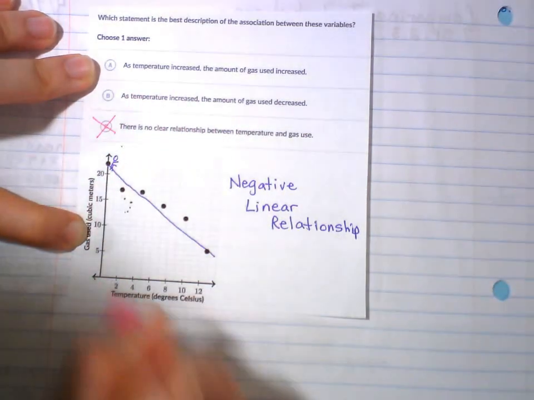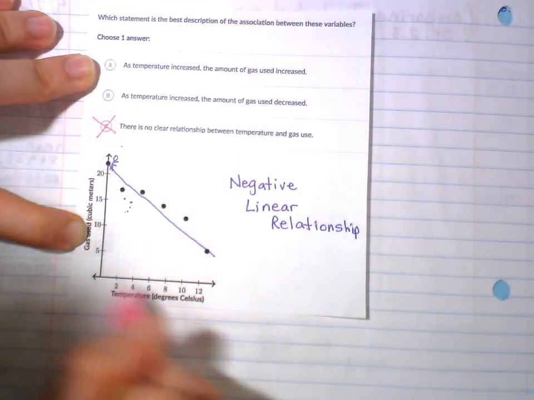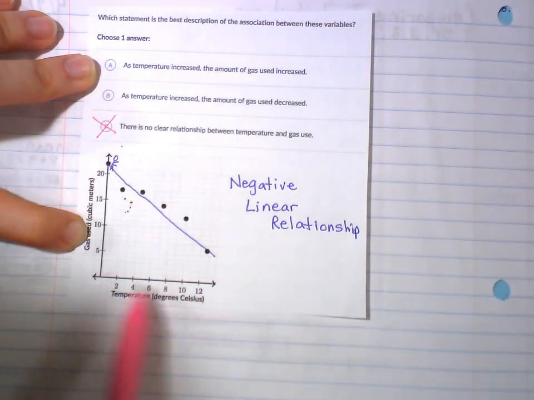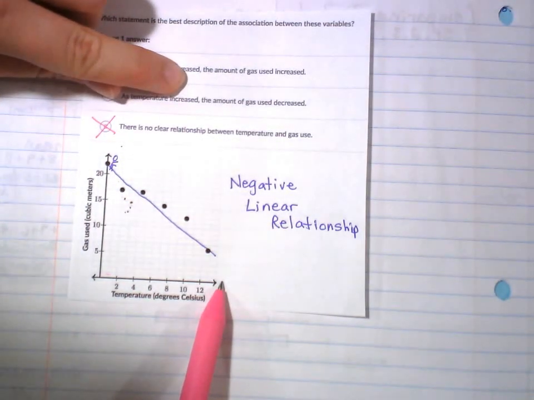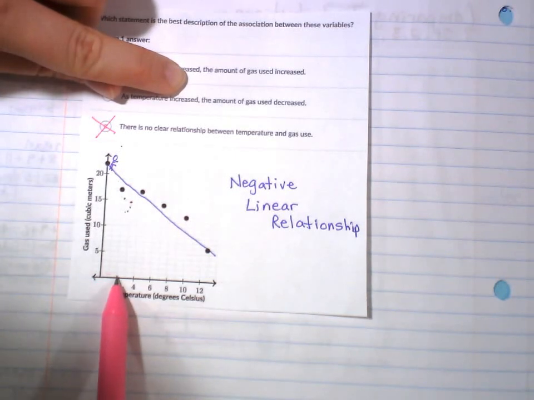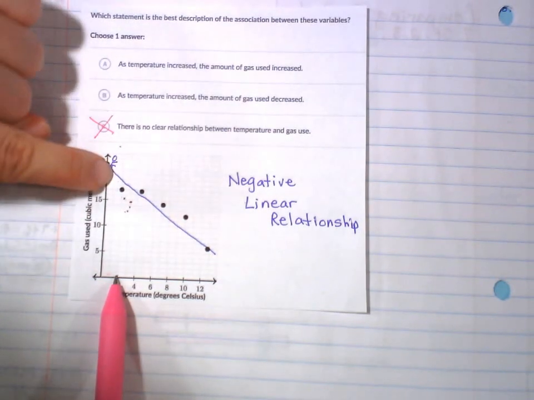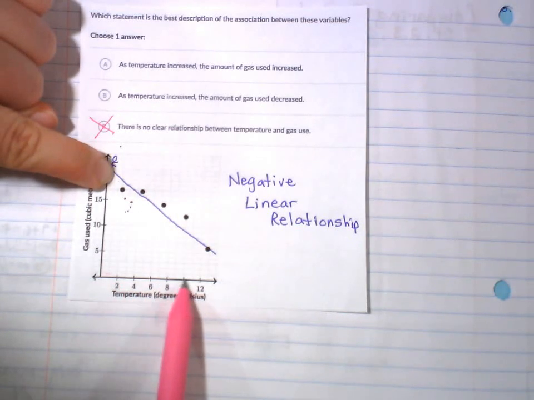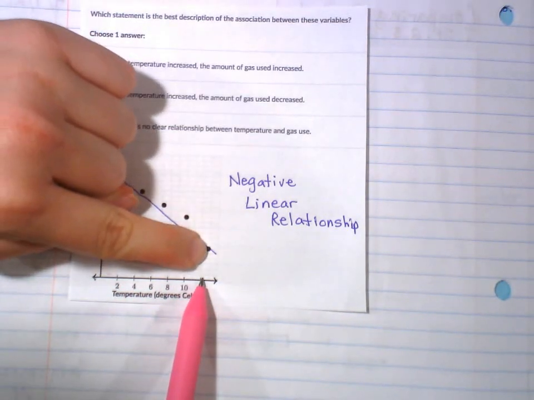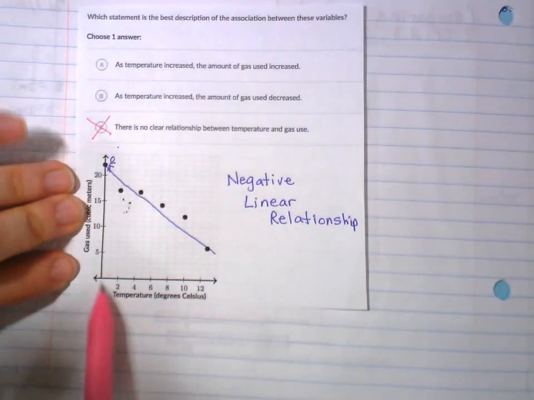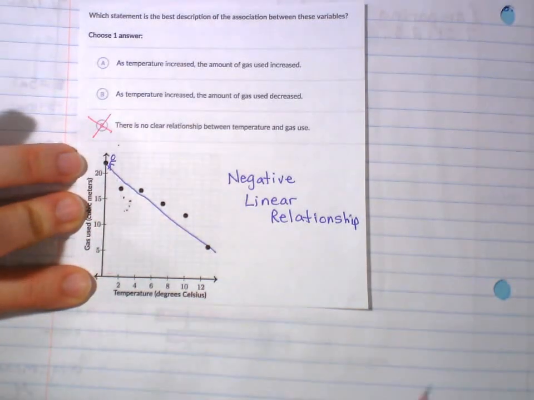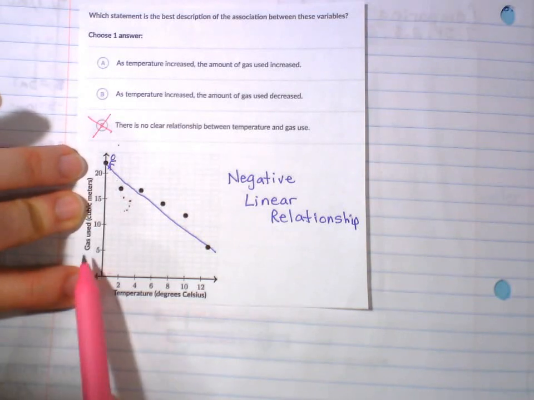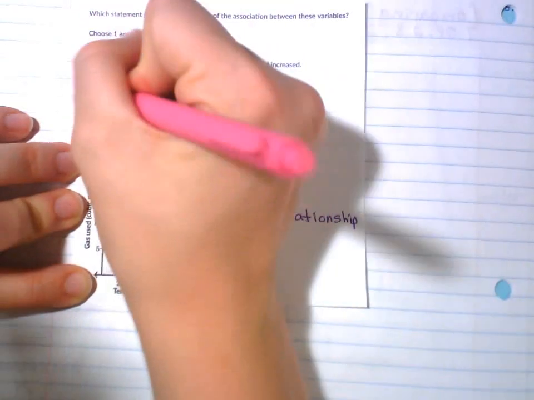As the temperature increases, so we're increasing in temperature, the temperature is getting higher. So as we move right on the graph, the amount of gas, does it increase or decrease? Well, to start with, the amount of gas used is up here. But then, as we keep going, it's a negative relationship, so it's dropping. So as the temperature increases, the amount of gas used is decreasing. When it's a negative linear relationship, as one variable increases, the other decreases. So the answer is B.